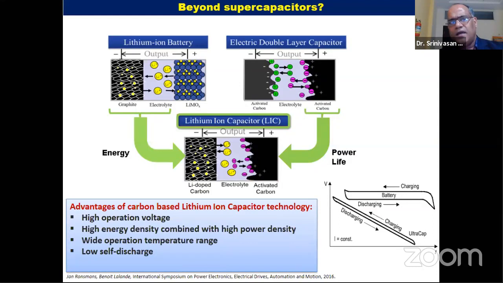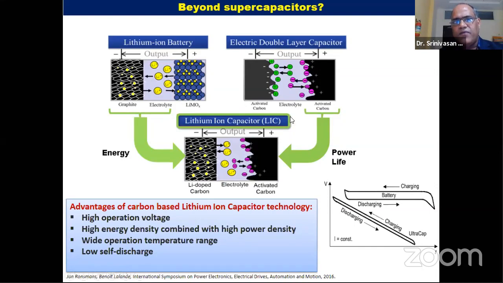So far I have talked about the lithium-ion battery, which can store more energy but charges slowly. I talked about the supercapacitor, which can charge fast but can store only limited energy, because it involves only physical phenomena, absorption and desorption, during charge and discharge, whereas in the lithium-ion battery the electrochemical redox reaction takes place. That's why it can store more energy.